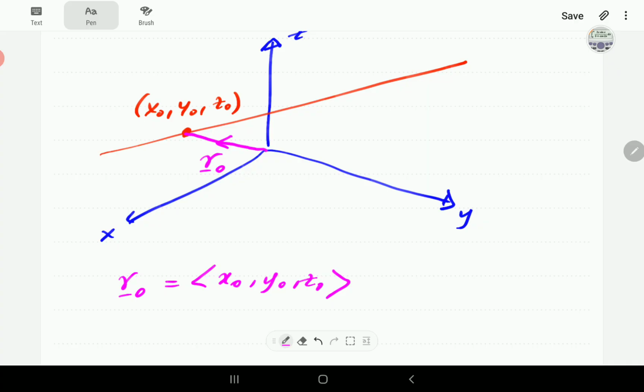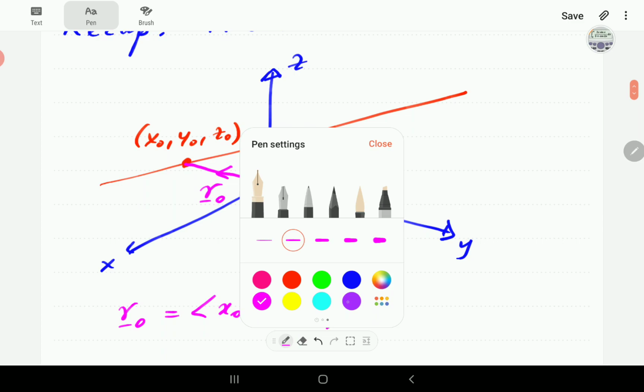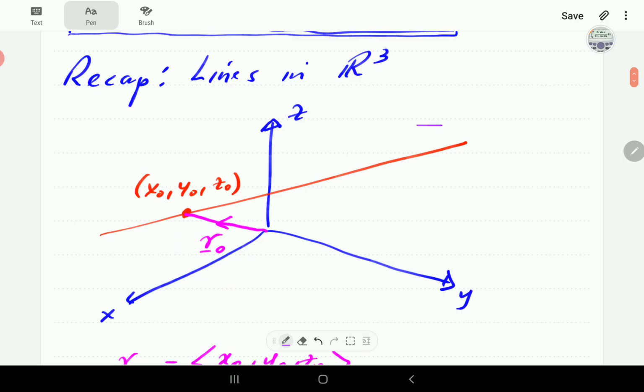Then we said of the direction vector of this line. So imagine that the direction vector m is given by alpha, beta, gamma.